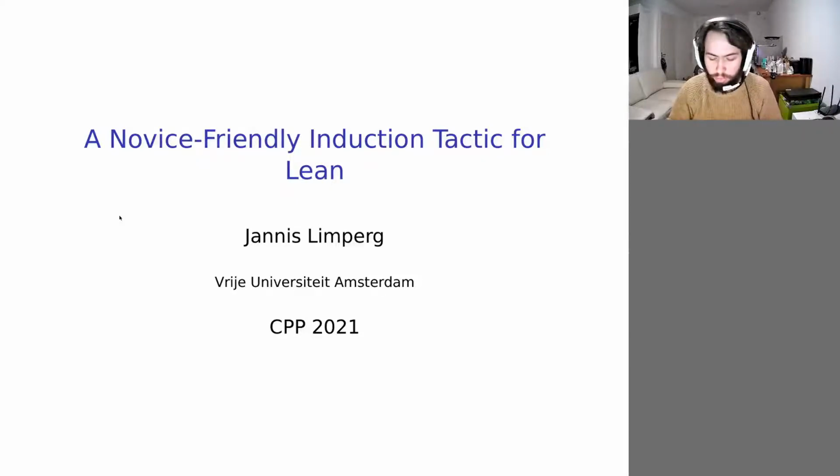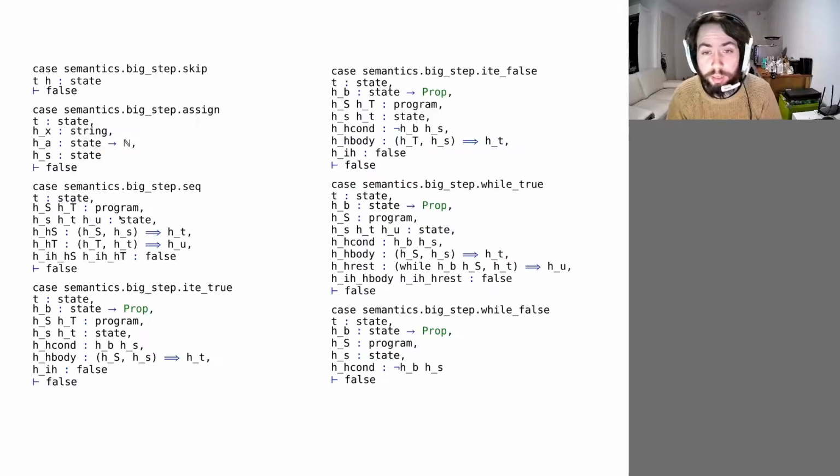To give you an example of what that might look like, here are the goals that induction gives us when we use it on a fairly simple lemma regarding the big step semantics of some toy language. There are a number of things wrong with these goals. For one, there are 7 goals here, and in fact the first 5 cases are obviously impossible, so the tactic should not even show them to the user.